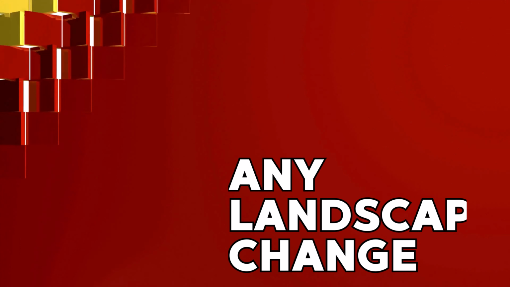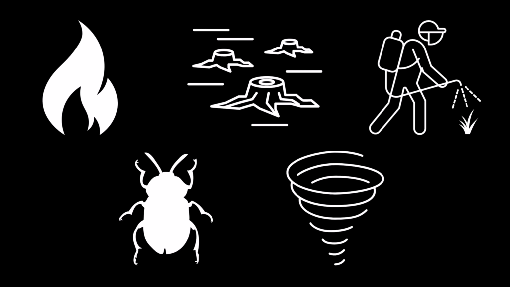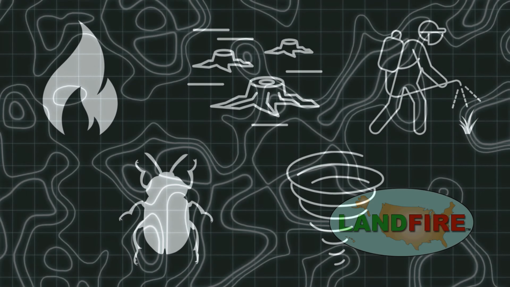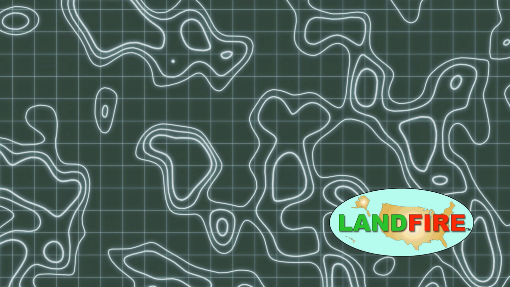LANDFIRE calls any landscape change, whether human or natural caused, a disturbance. Examples might include wildfires, timber harvests, herbicide treatments, insect invasions, or natural disasters. With so many changes occurring on the landscape each year, it's no wonder our disturbance mappers are hard at work behind the scenes.